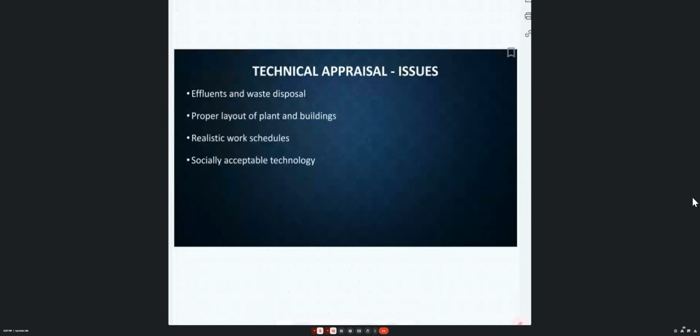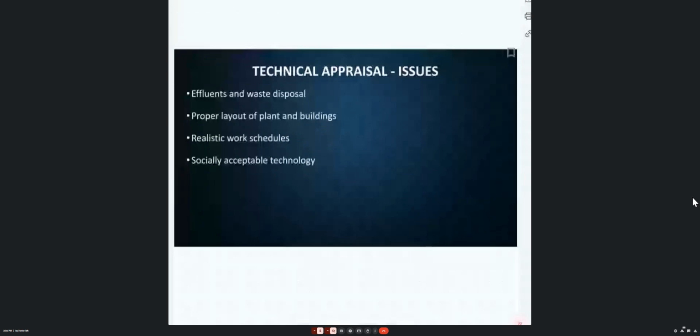Other issues can be effluent and waste disposal. So maybe the particular project that you are working on uses chemicals, and once the chemicals have been used, how are they disposed and where are they disposed? What government policies or regulations are you supposed to observe when you actually need to dispose these waste products?